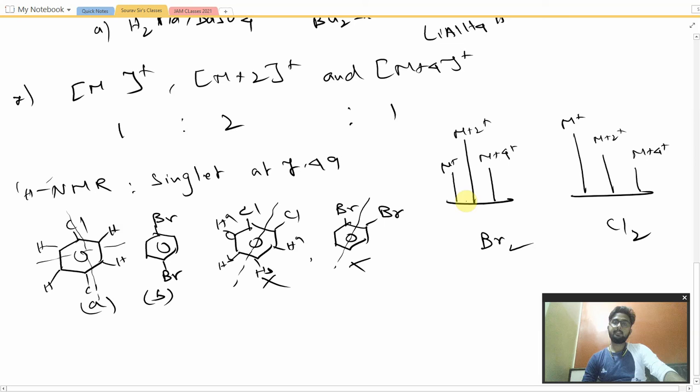Obviously you can see that the intensity ratio is 1 to 2 to 1 for the Br2 system. Because of the presence of 2 Br, we get this kind of plot that has the ratio 1 to 2 to 1. And as the question states, the intensity ratio for this kind of species plot is 1 to 2 to 1. Therefore this option, that is the 1,4-dibromobenzene, would be the correct answer. So option B here would be the correct option.